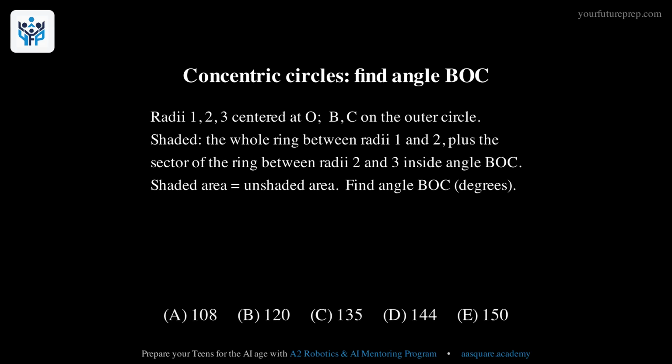Three concentric circles centered at O have radii 1, 2, and 3. Points B and C lie on the largest circle. The whole ring between the two smaller circles is shaded, and so is the part of the ring between the two larger circles that falls inside the central angle BOC. The total shaded area equals the total unshaded area.